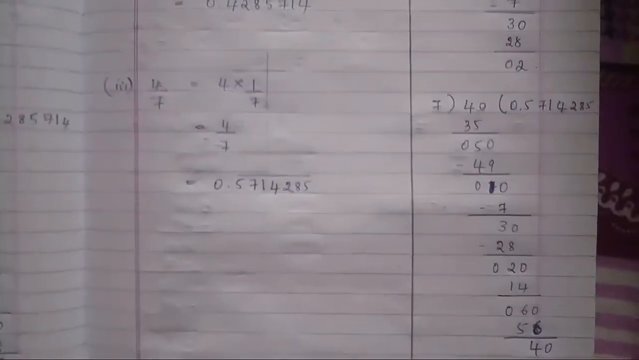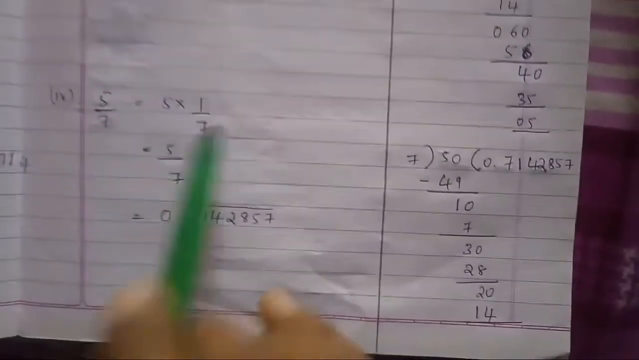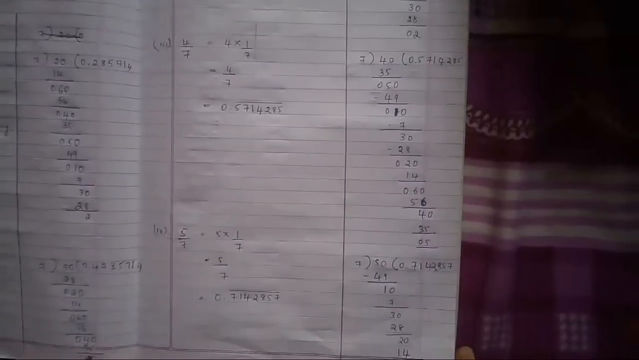Next, similarly, you have to do 5 by 7, equal to 5 into 1 by 7. 5 by 7 is equal to this. Copy this down, how I have written it. Follow the same procedure and write it in your notes.